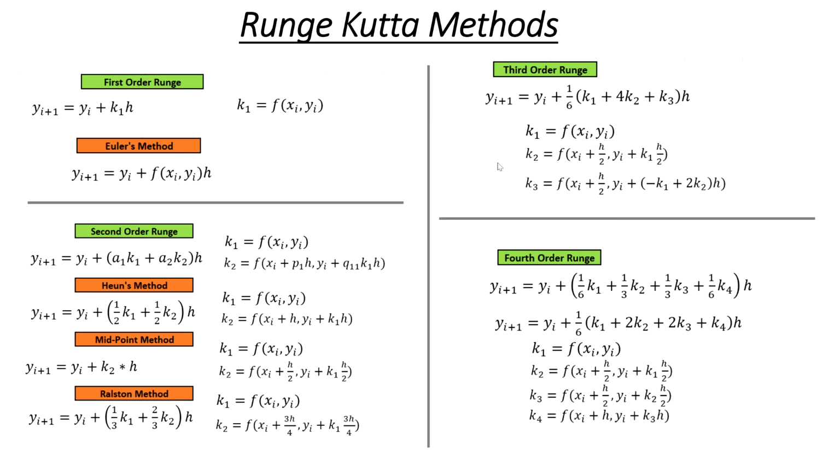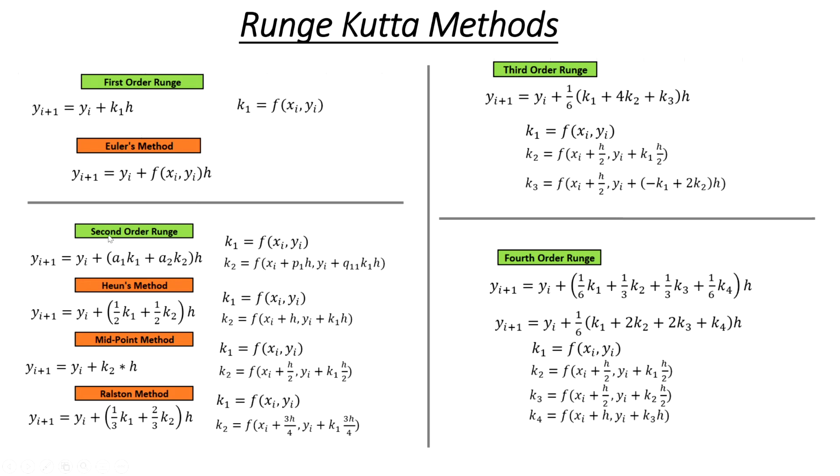So actually, let's begin. If you look at the top left here, we have the first order Runge-Kutta, and generally, from the perspective of the Runge-Kutta, it's described as y_i+1 is equal to y_i plus k1 h, where k1 is the derivative at x_i, y_i, which is basically the derivative at the start of the interval. So here, this is where we got Euler's method.